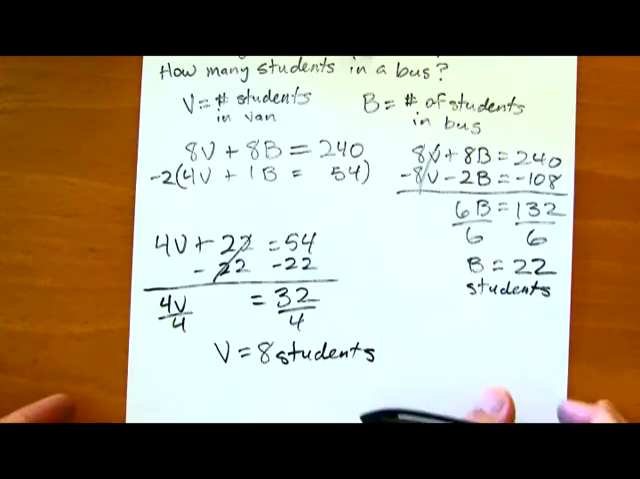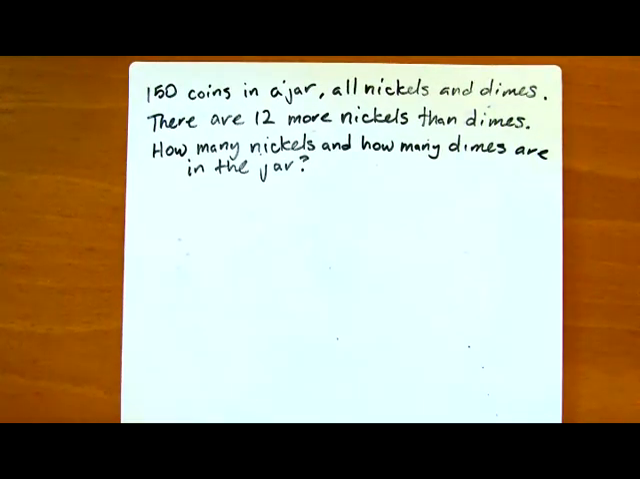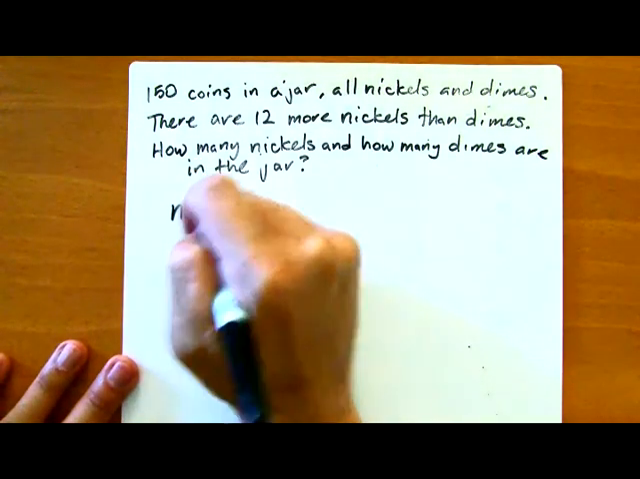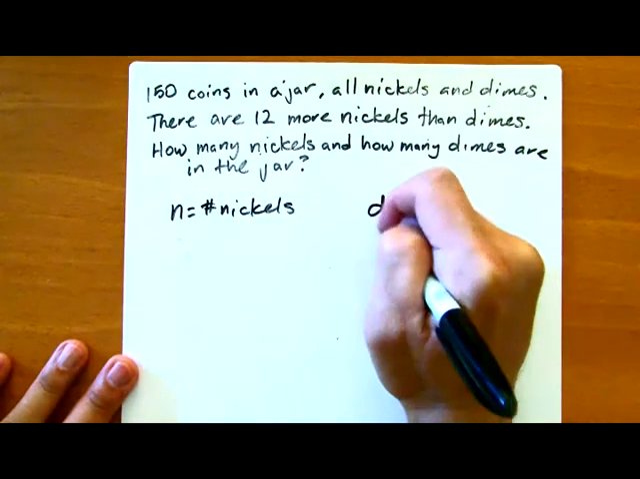One last problem. We have 150 coins in the jar, nickels and dimes only. It holds 12 more nickels than dimes. Yeah, 12 more nickels. How many nickels and how many dimes are in the jar? We need two variables again. The nickels and dimes. N stands for the number of nickels, D will stand for the number of dimes.